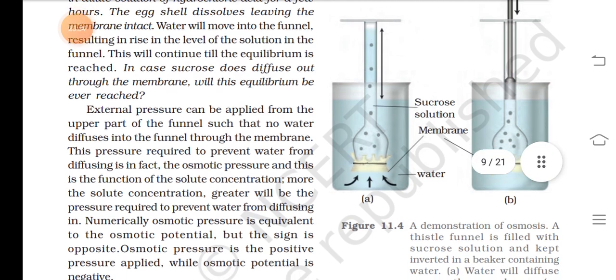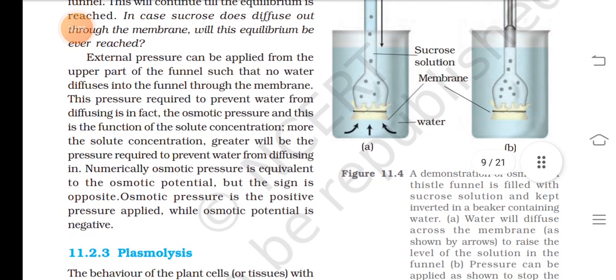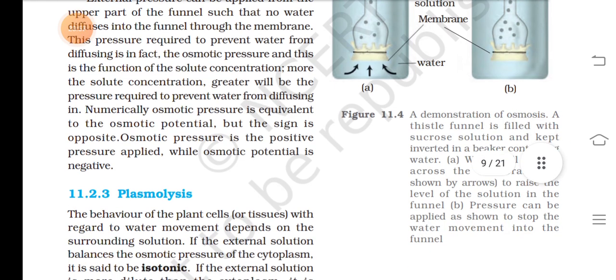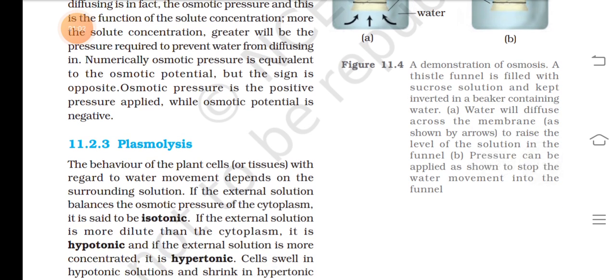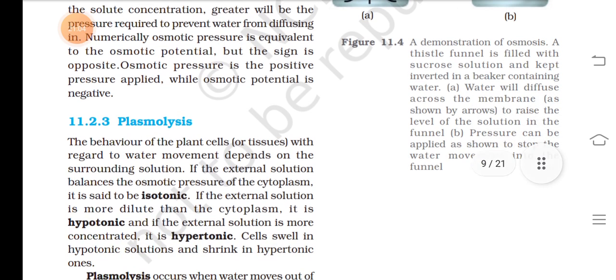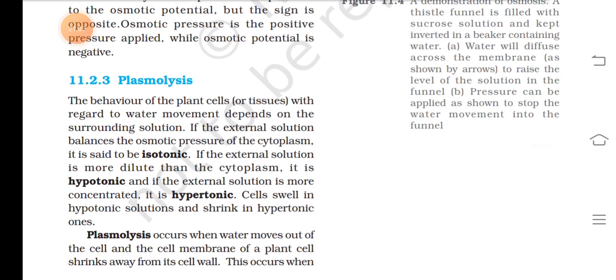funnel through the membrane. This pressure required to prevent water from diffusing is in fact the osmotic pressure, and this is a function of the solute concentration. More the solute concentration, greater will be the pressure required to prevent water from diffusing. Numerically, osmotic pressure is equivalent to the osmotic potential, but the sign is opposite. Osmotic pressure is the positive pressure applied, while osmotic potential is negative.